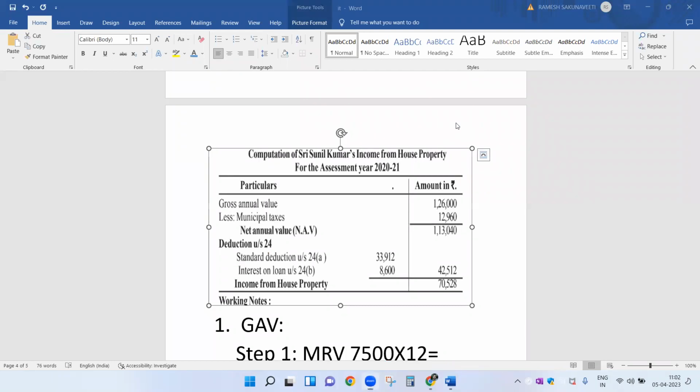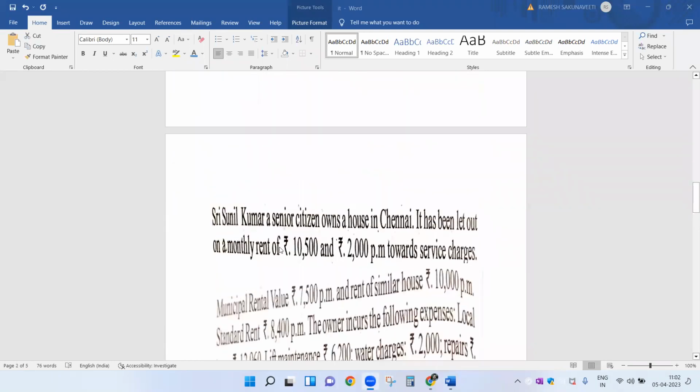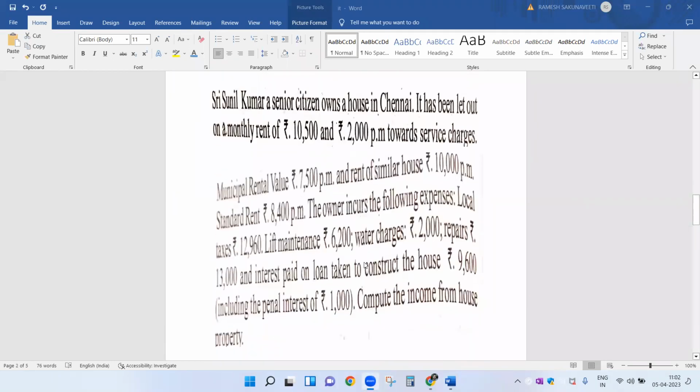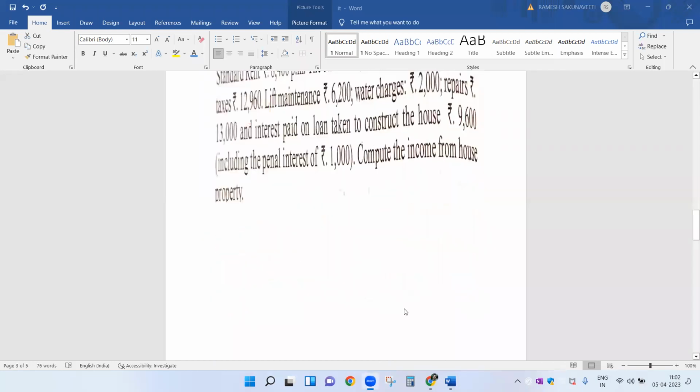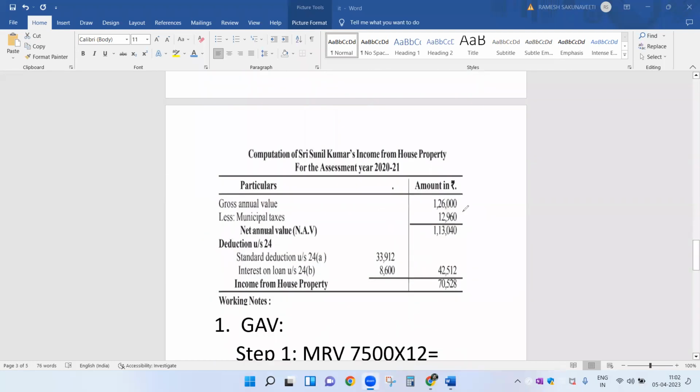So next one, municipal taxes. We have to take municipal taxes into consideration. See, where are the municipal taxes? What is the amount? You just read the problem. You can see, local taxes 12,960. Local means local body. That may be a municipality, a Gram Panchayat or anything. So here we are going to consider it as municipal taxes. That 12,960 you consider as municipal taxes and you deduct from this GAV. So I have deducted that 12,960.